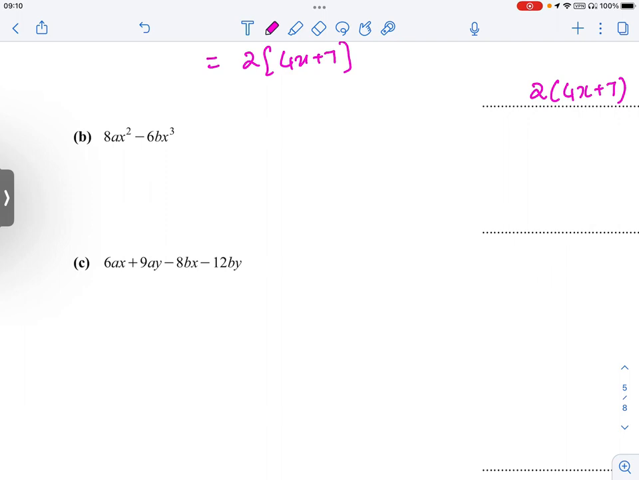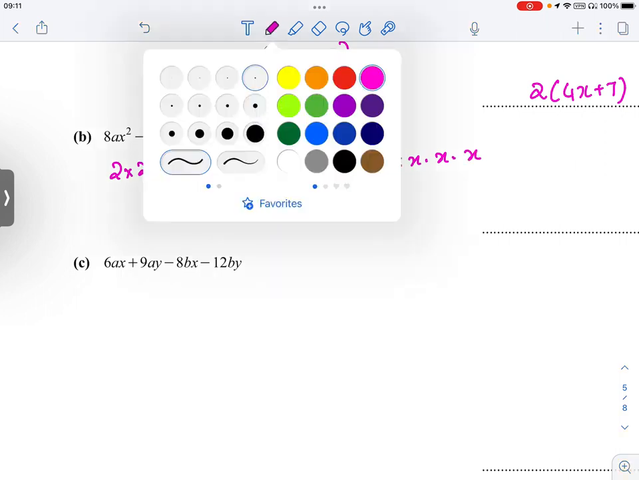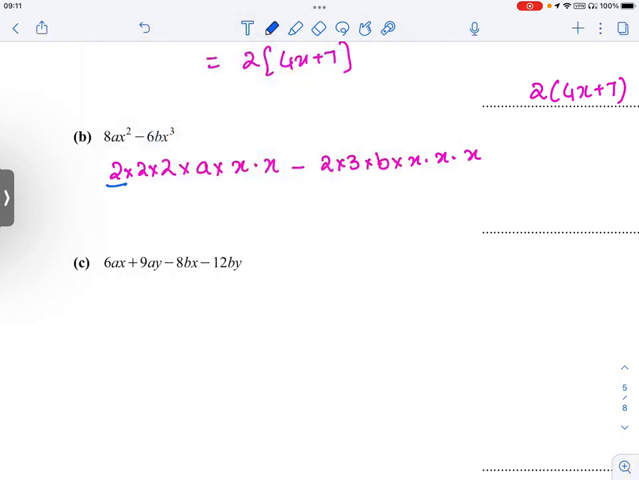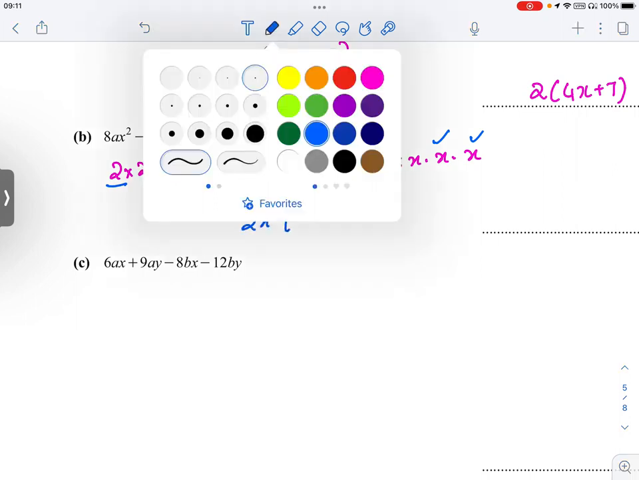8ax squared, 6bx cubed. 8 can be written as 2 times 2 times 2 times a times x squared, x times x. 6 can be written as 2 times 3 times b times x times x times x. Now what is common in all? We can see that 2 and two x's are there, and that's it. So 2x squared is common.